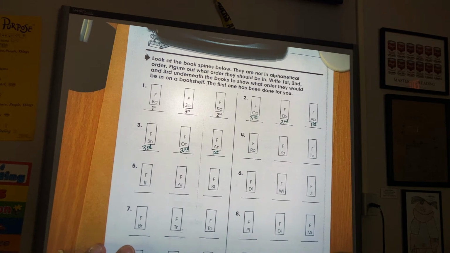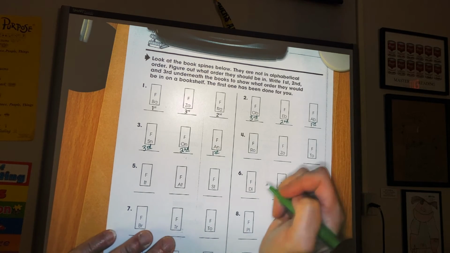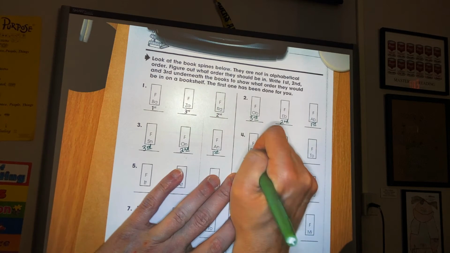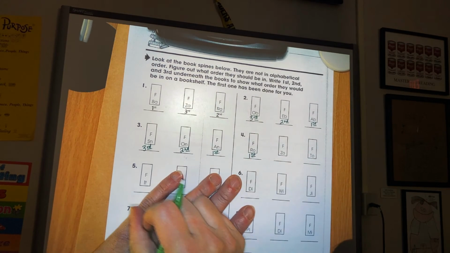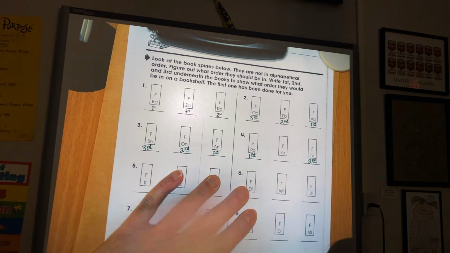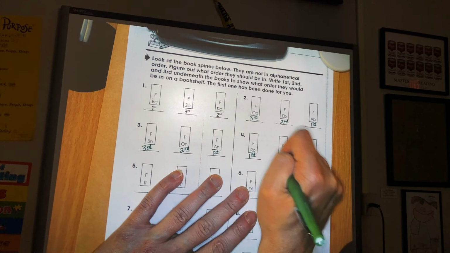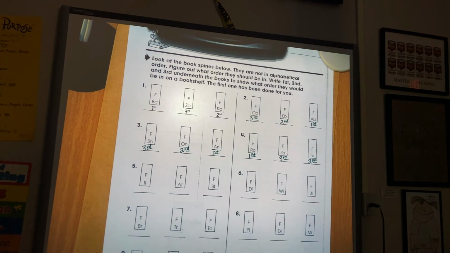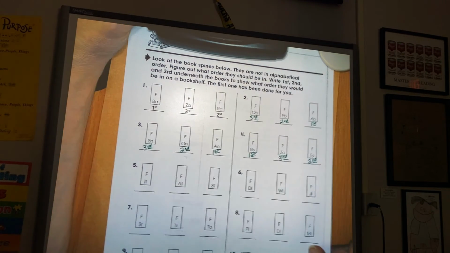This one's a little harder. If you said FRO as first, you are correct. FTO is second, and FZO is third. You would make a fabulous librarian.